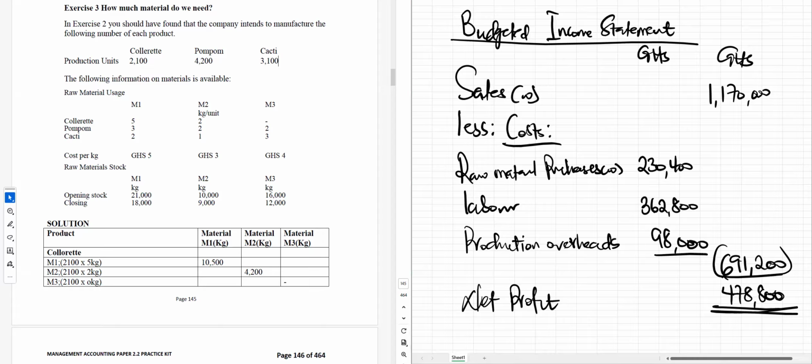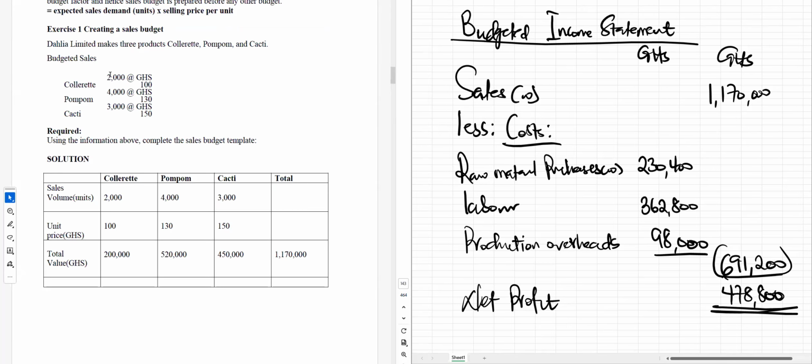Selling price? What's wrong with the selling price? It's the same question we built upon, no? The pom-pom cacti. This was the selling price information. We already had them. 2,000 at 100, 4,000 at 130, and 3,000 at 150. I didn't join from the very beginning, that's why.